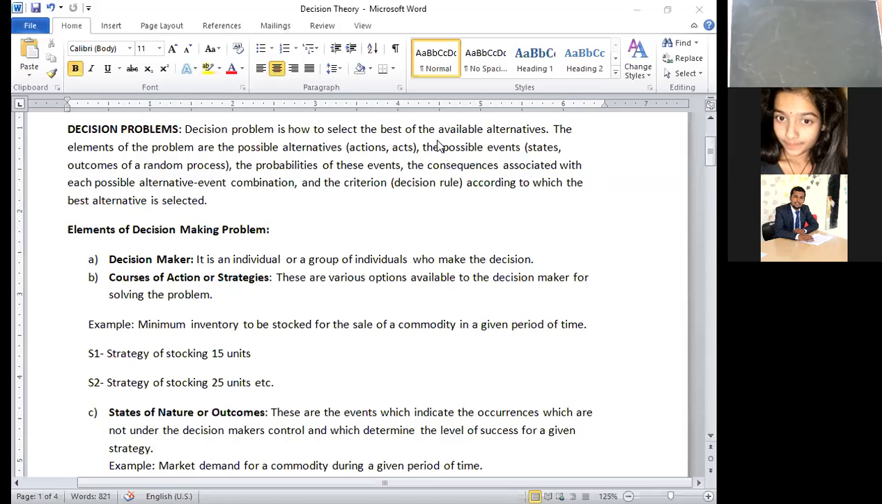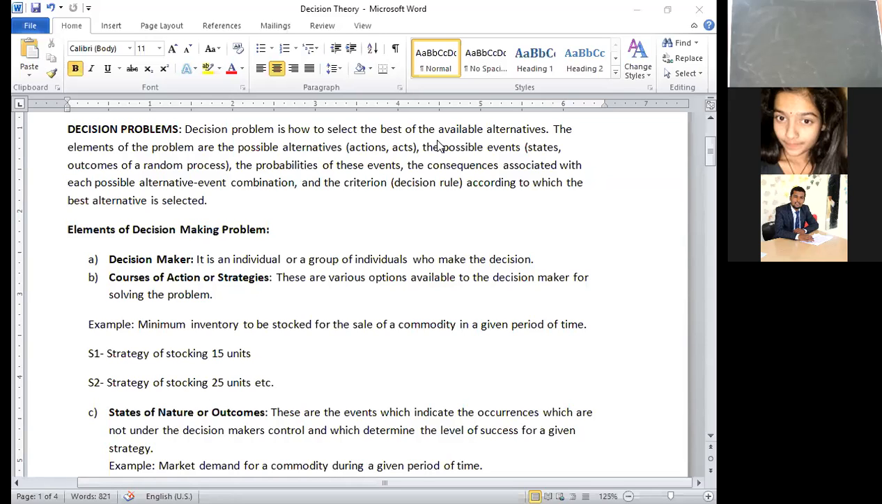Okay, states of nature. A state of nature can be a state of the economy. That means you want to study about inflation, a weather condition, or a political development. All these are states of nature. These are the examples.